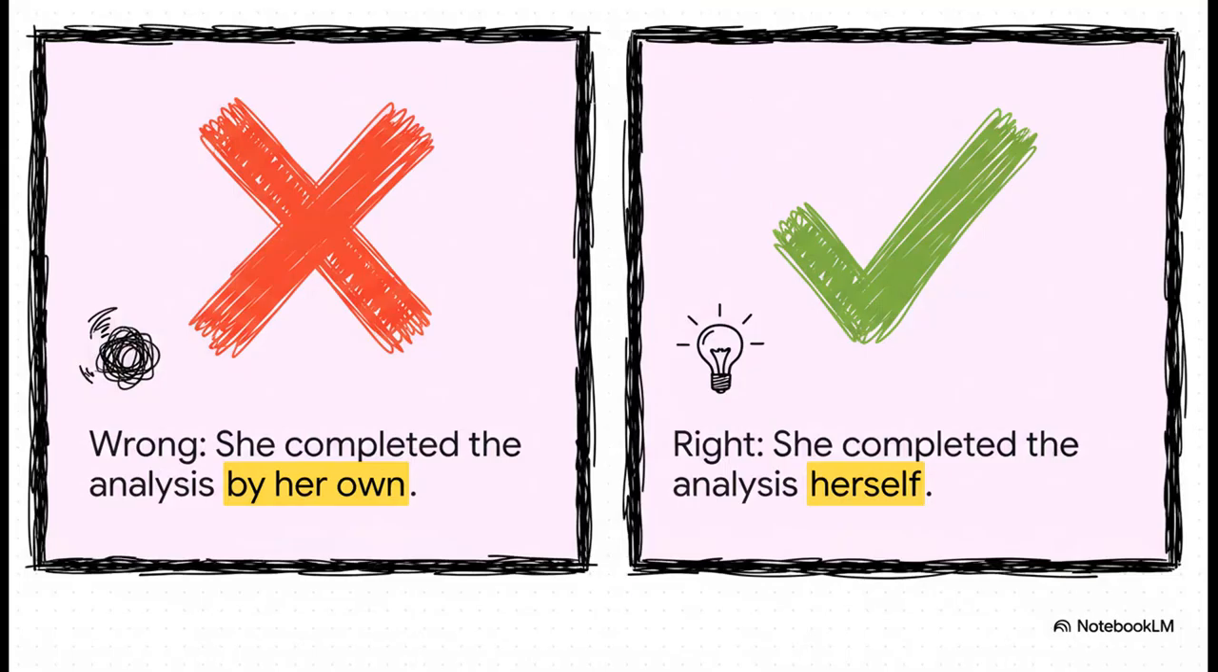Just take a look at this. On the left, that phrase, "by her own," is a classic literal translation. You can see the logic, but in everyday English, it's just not right. The natural, correct way to say it is right there on the right: "She completed the analysis herself." See? It's these small changes that make a huge difference, and that's exactly what we're going to get good at today.